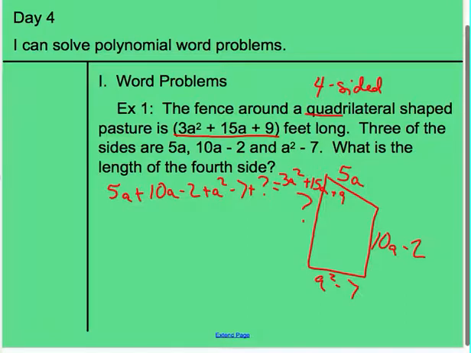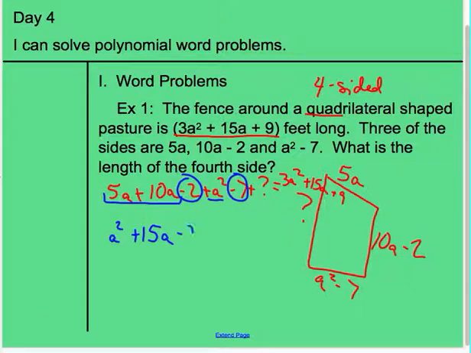So in order to solve for my question mark, I would start combining my like terms on either side of the equal sign. So on the left-hand side, I'm seeing an a squared with no like terms. I've got 5a plus 10a gives me a total of 15a. And my negative 2 minus 7 is negative 9.